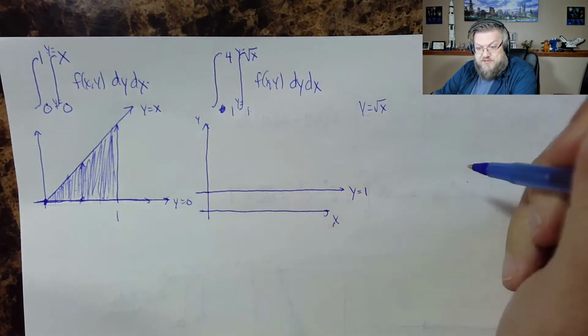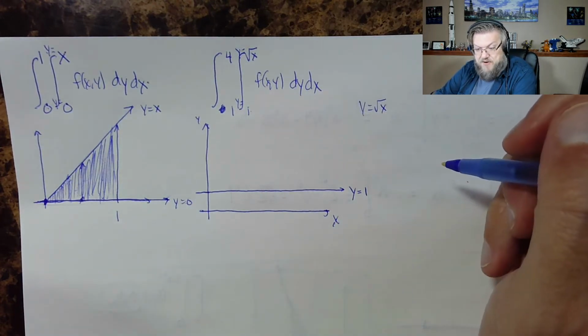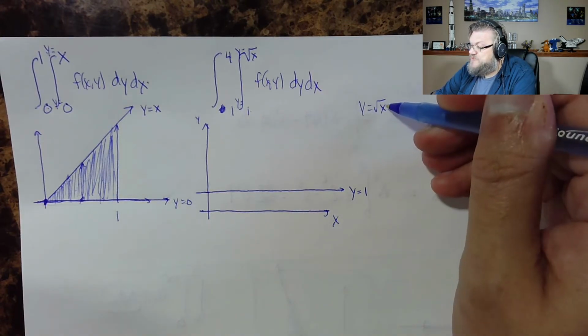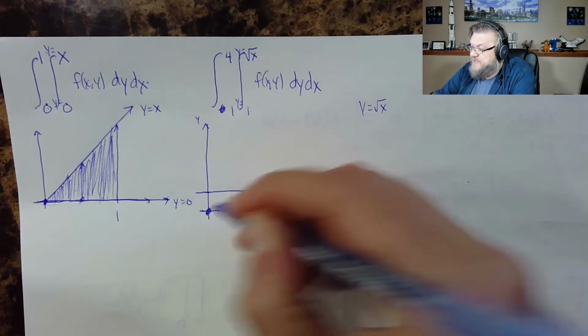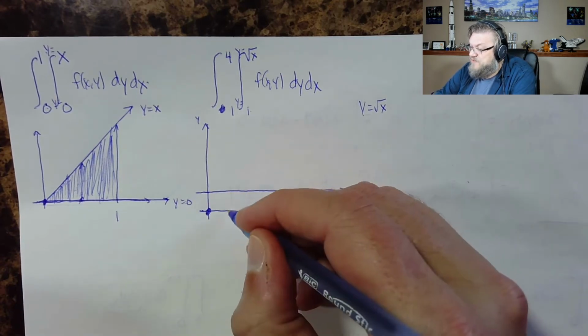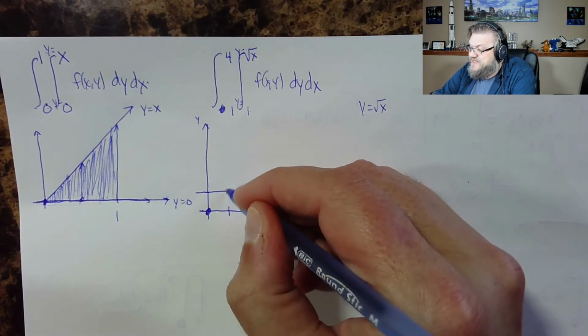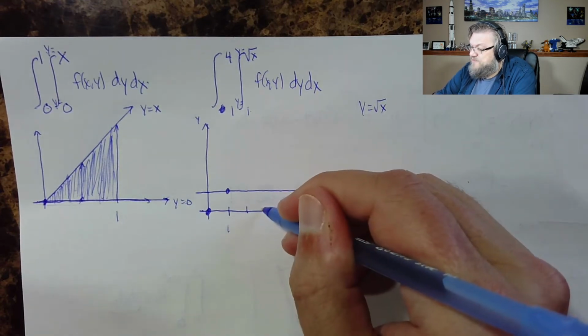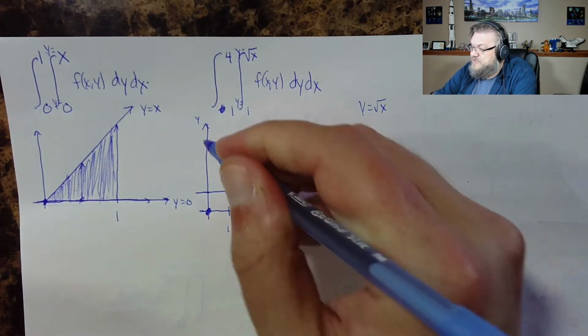If I graph y equals square root of x, that's going to be the top curve, isn't it? So let's go ahead and graph that. I know that the square root of 0 is 0, so the curve goes through that point. The square root of 1 is 1, so that's going to be here. And then square root of 2 is not nice, square root of 3 is not nice, square root of 4 is 2.